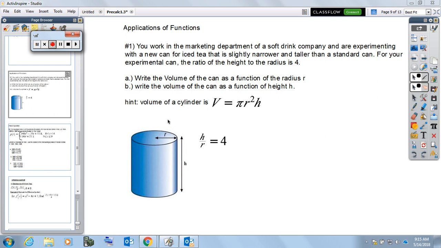Alright guys, so in this video we're going to look into some more applications of functions. We have a little word problem on here that I want to dive into, to see how we can utilize functions in some real world scenarios.